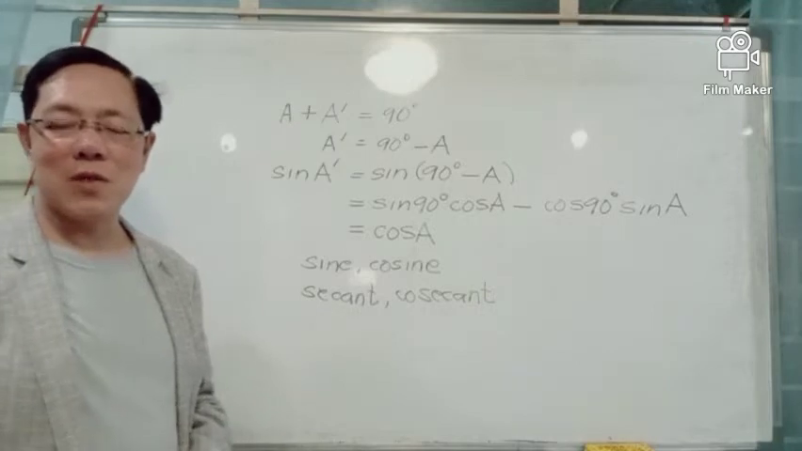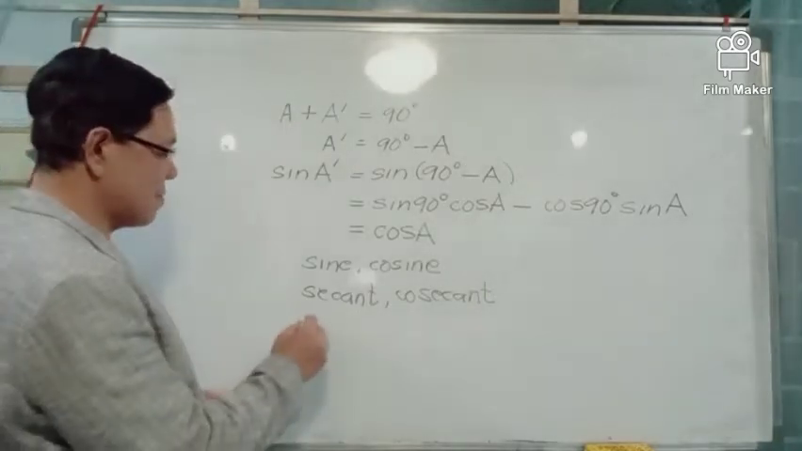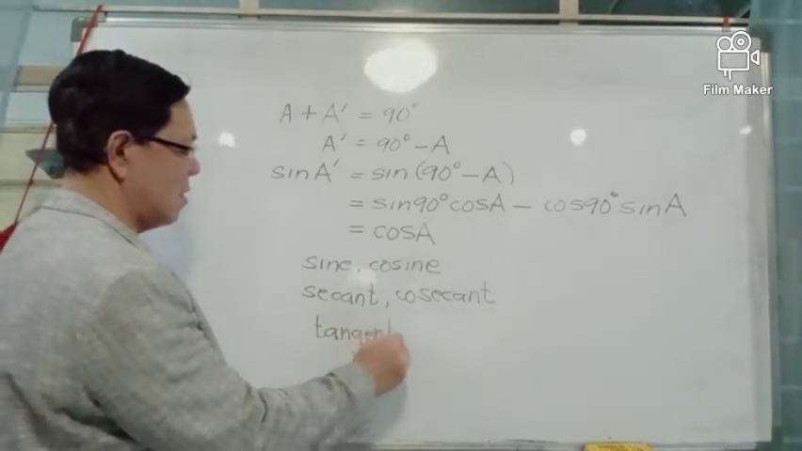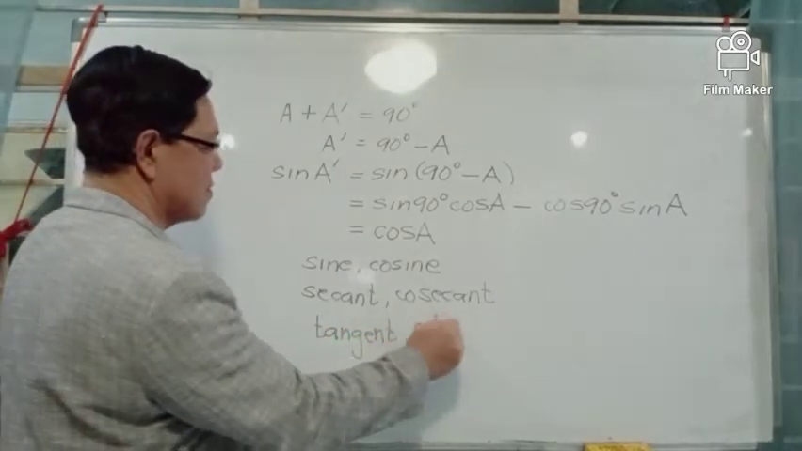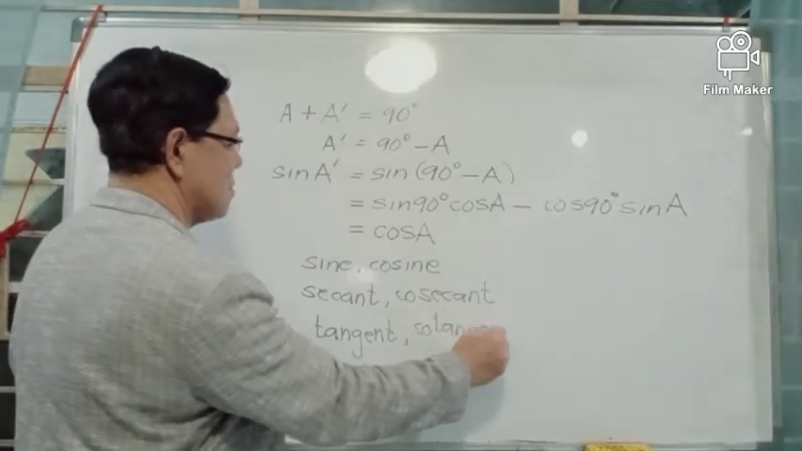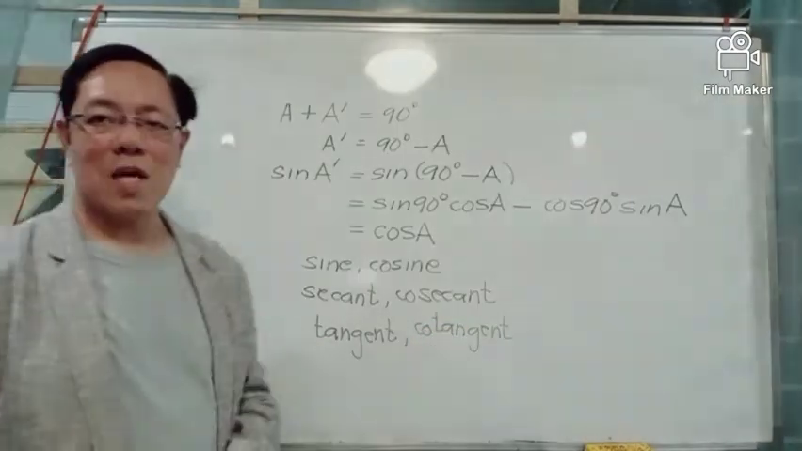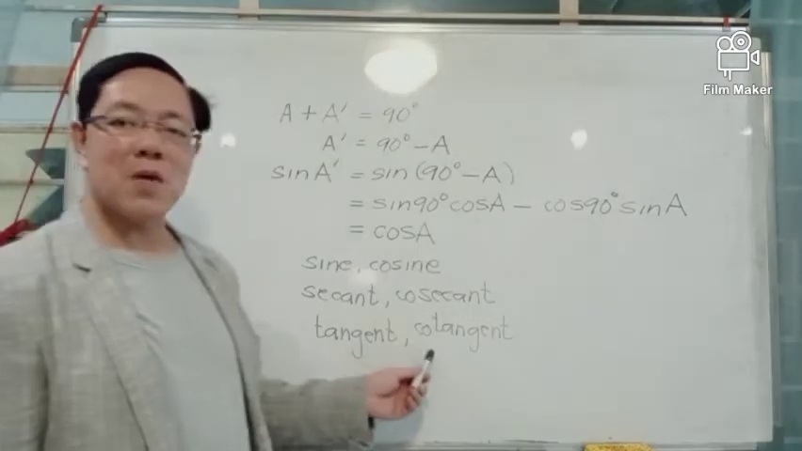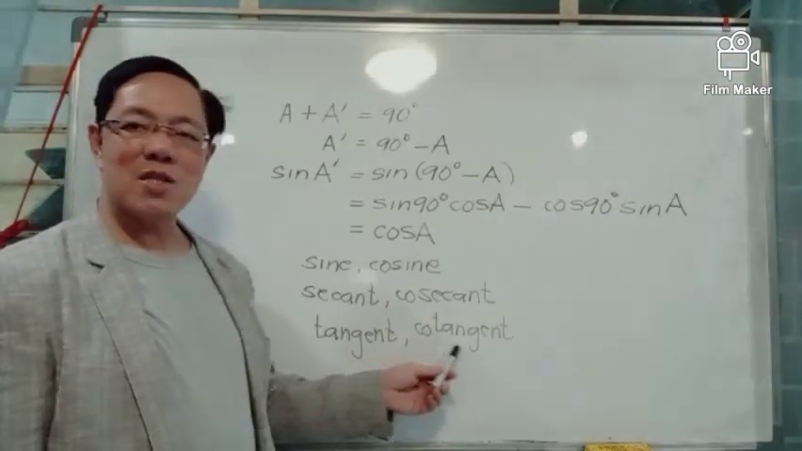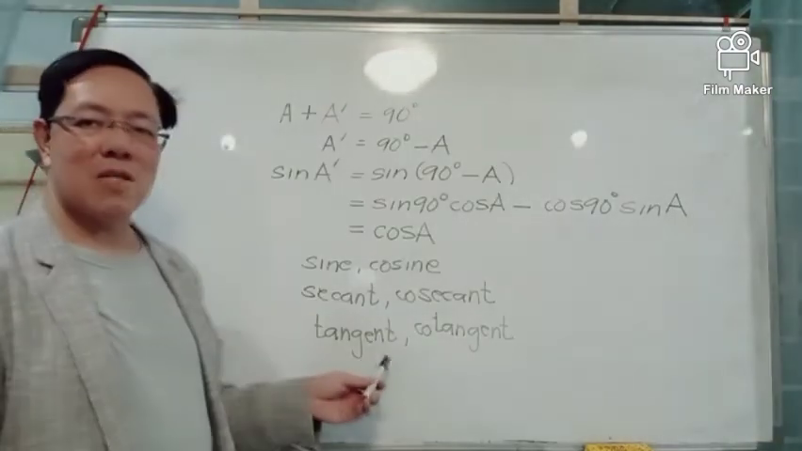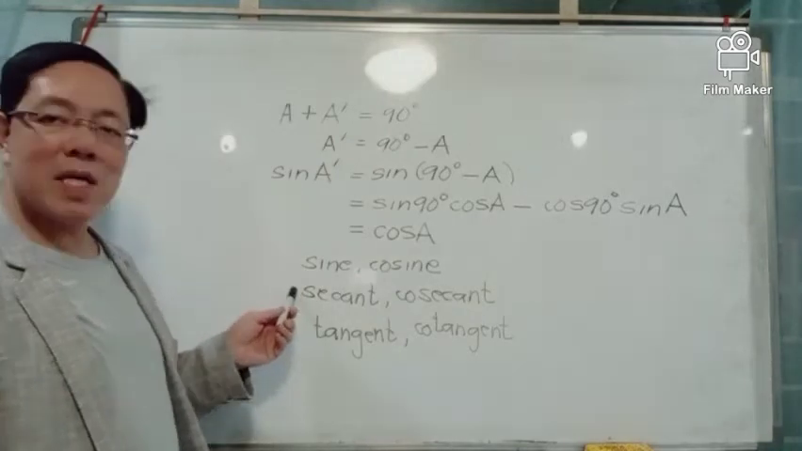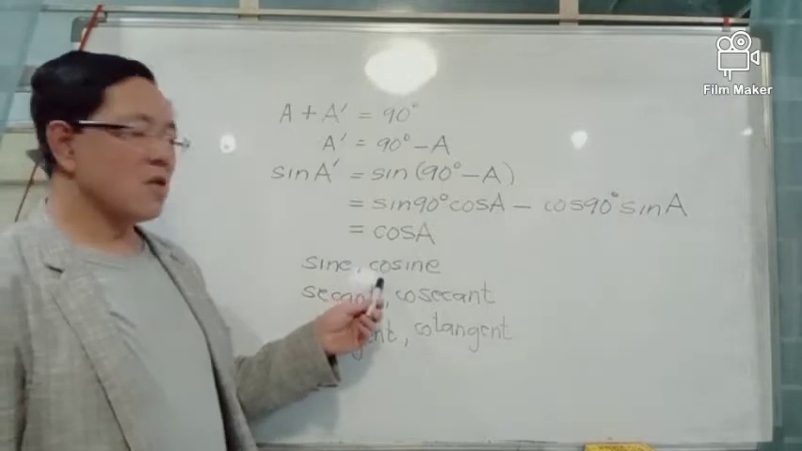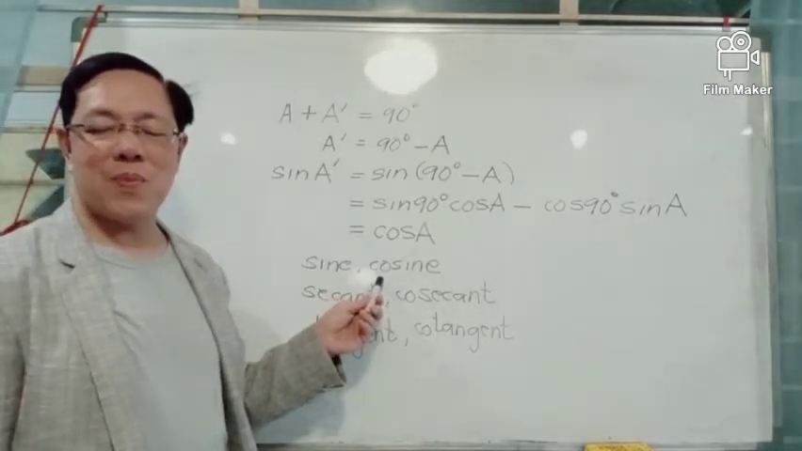And the third and last pair of cofunctions are the tangent function and cotangent. Tangent is the cofunction of cotangent, and cotangent is the cofunction of tangent. And you may notice that in each of these pairs of cofunctions, one function has a co as a prefix.